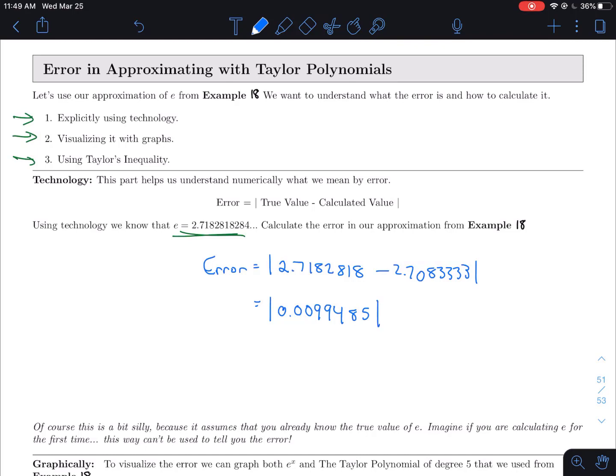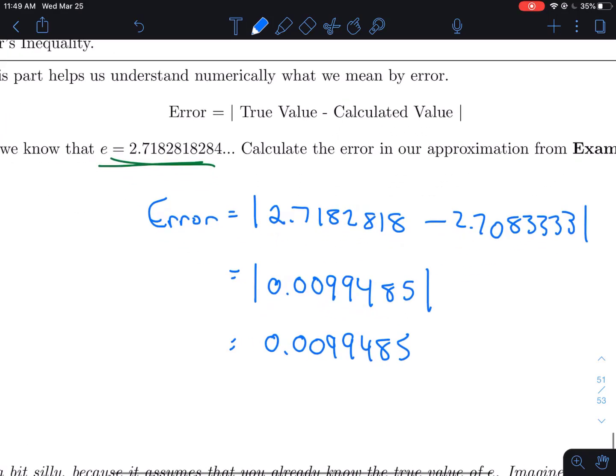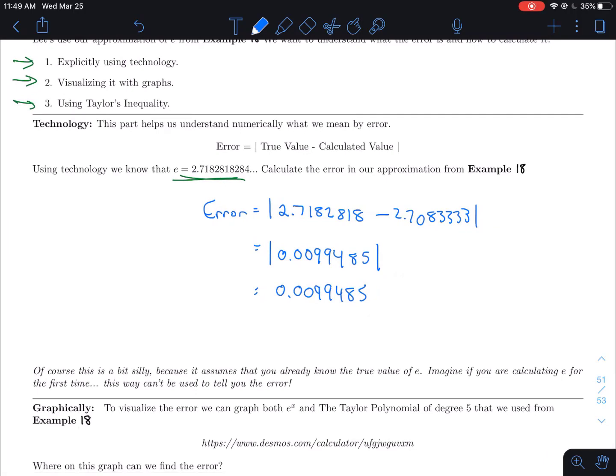Now the absolute values don't really come into play so much right here because it happened that our calculated value was less than the true value. But remember, the error should always be a positive number, so that's why the absolute values are there. So our actual error is a little bit less, just a fraction under 1/100th, just as we were eyeballing from before. We just looked at it and said, oh, the 100th place is off. So it's just a bit under 1/100th. That's what our error is.